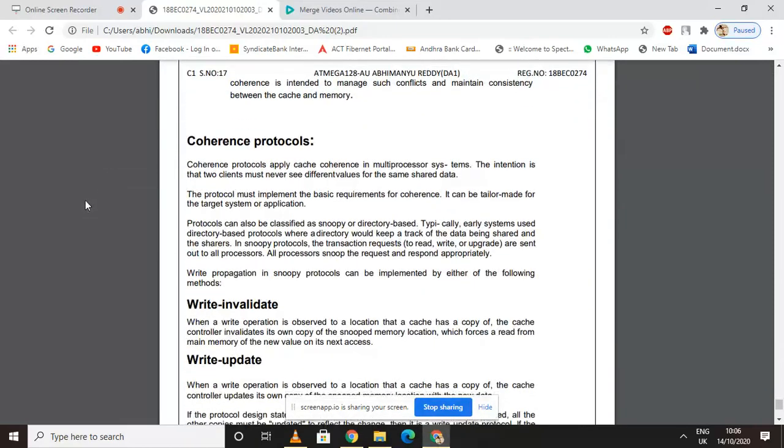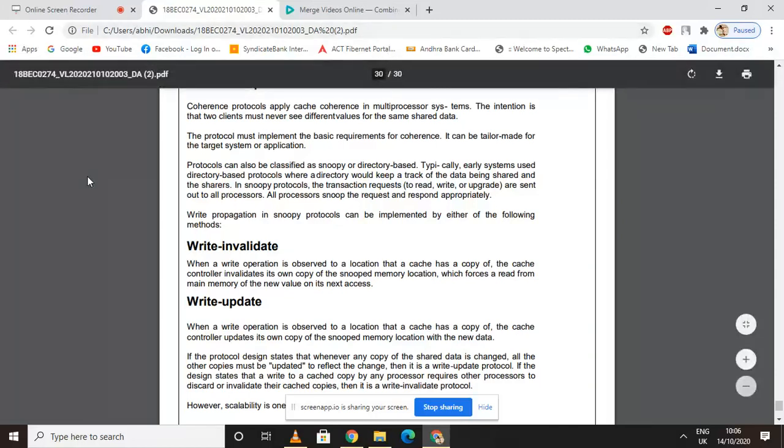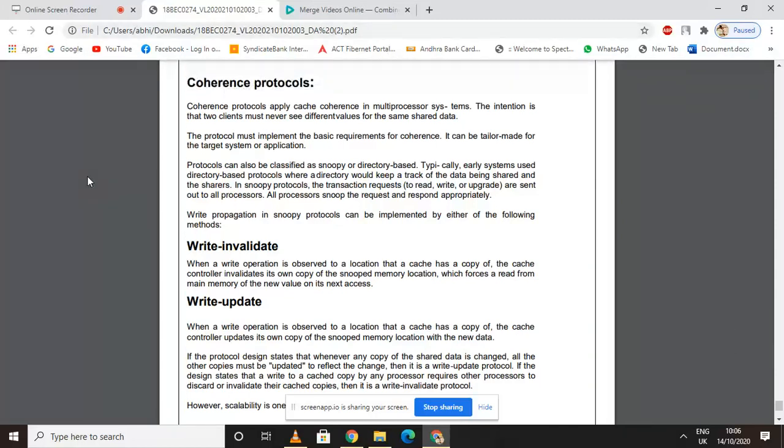So, coherence protocols. Coherence protocols apply cache coherence in multiprocessor systems. The intention is that two clients must never see different values for the same shared data. The protocol must implement the basic requirements of coherence. It can be tailor-made for the target system.